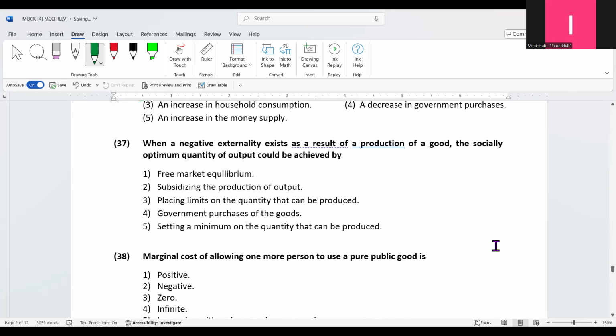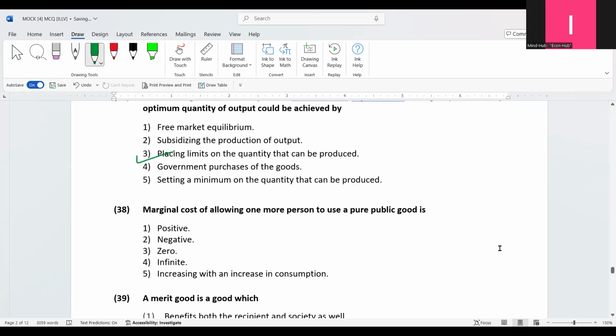37. When a negative externality exists as a result of production of a good, the socially optimum quantity of output could be achieved by what could be done to correct an externality. Yeah, it's a negative externality in production. We have to control the output, discourage the production. So answer number 3. Placing limits on the quantity that can be produced. Kind of a quota, some kind of a limitation you have to create, restriction.